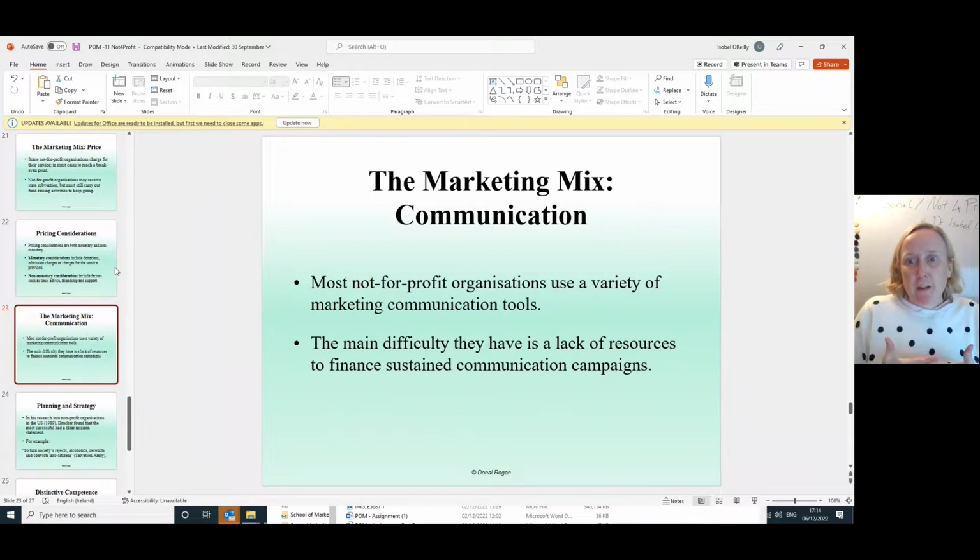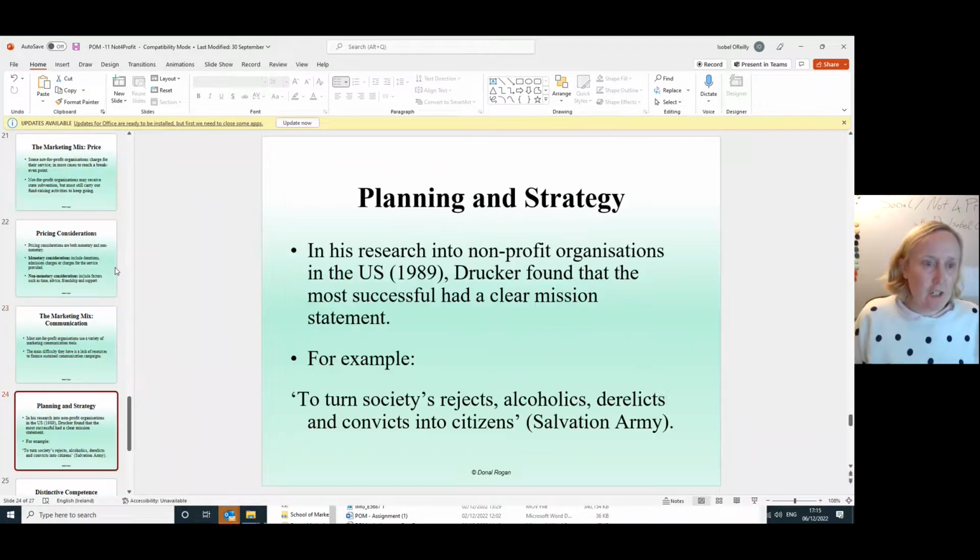Most not-for-profit organizations use a variety of marketing tools. So communication is the promotion element of our 4Ps or our 7Ps. The main difficulty they have is a lack of resources to finance, and the expertise to know how to run a good communication campaign.